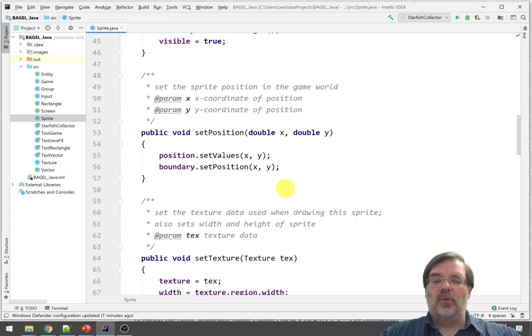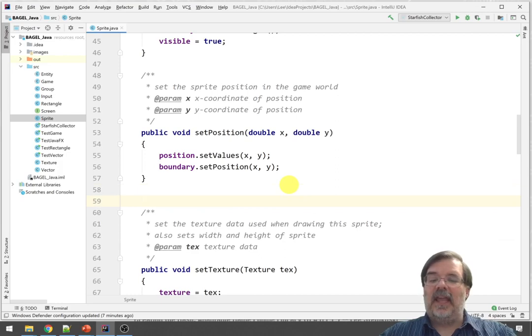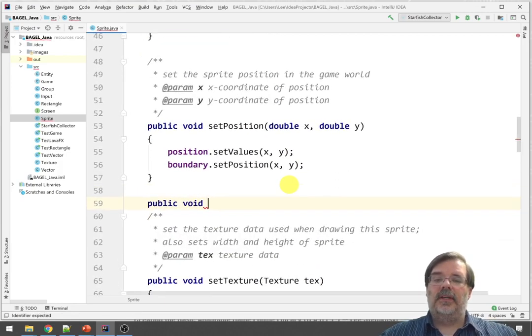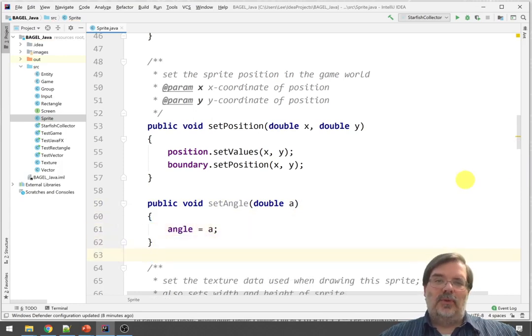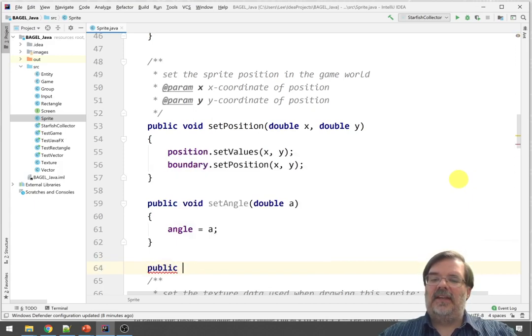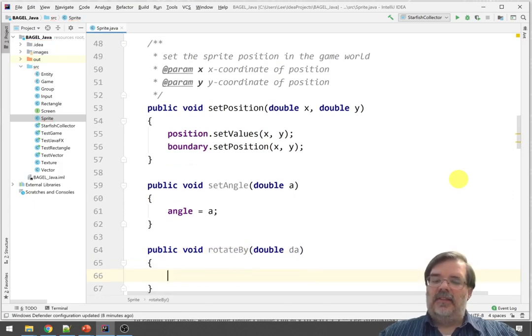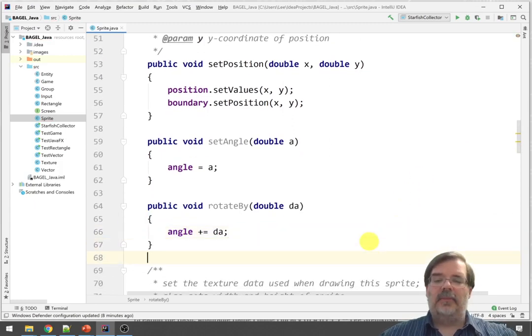Okay, next let's add some more methods here. So for example, we have set position. Let's also add a set angle method. So public void setAngle to some double a. And that's really just angle equals a. In addition, we might want to rotate by some amount. So let's add a public void rotateBy. And this will be some double, maybe dA. And this will say angle plus equals dA. So increasing the rotation by some amount.